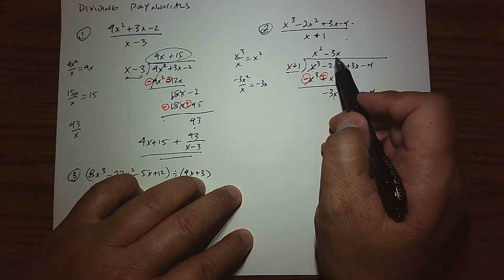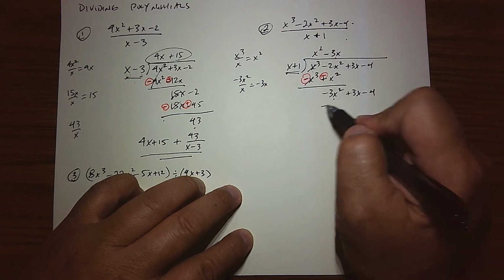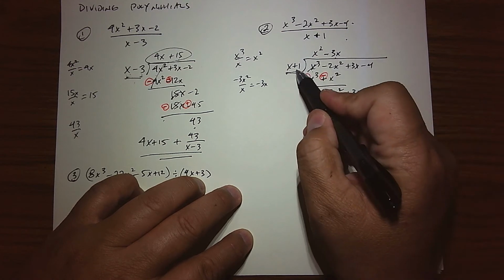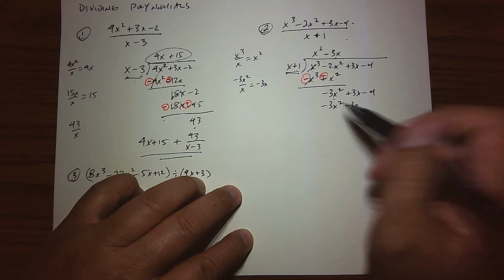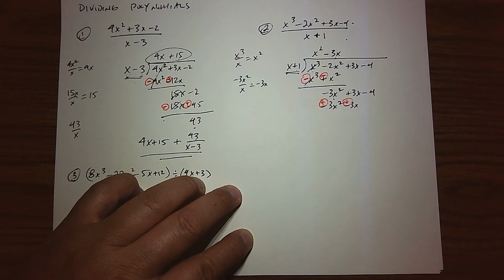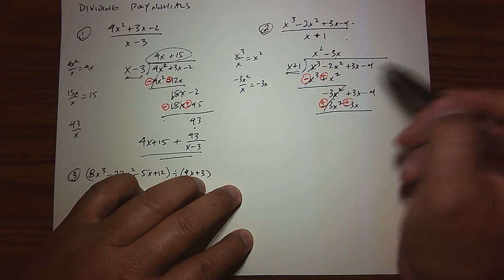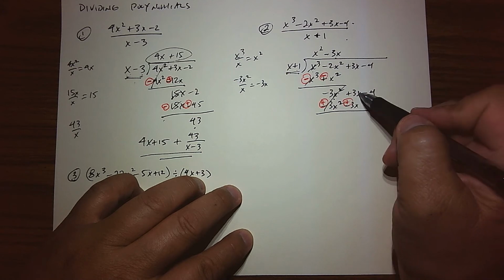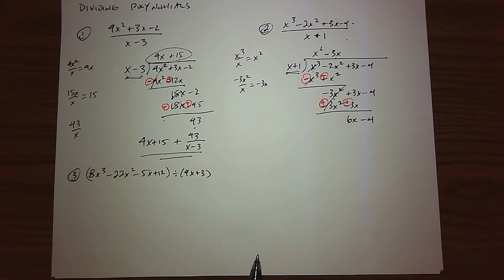What do I do with that negative 3x? I multiply it. So negative 3x times x is a negative 3x squared. A positive 1 times a negative 3x is a negative 3x. Changing the signs because we are now subtracting, here's what we get. Negative 3x squared plus 3x squared disappears. 3x plus 3x is a 6x. And then we just carry everything down.